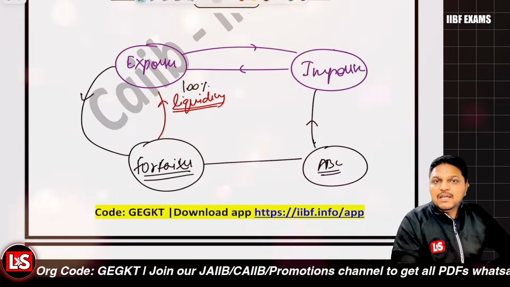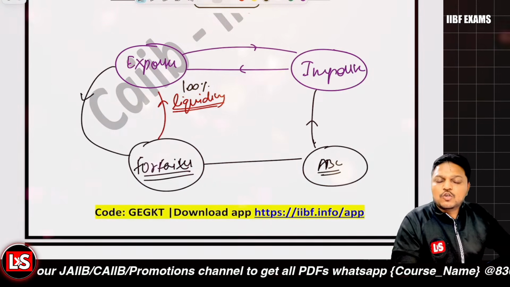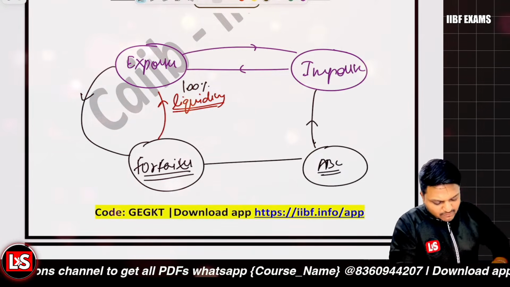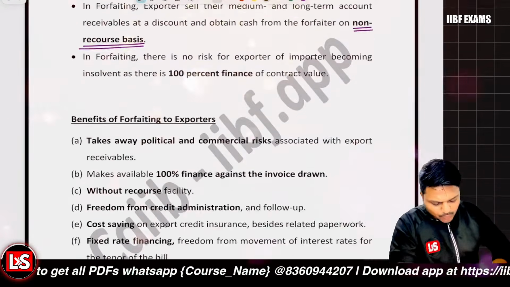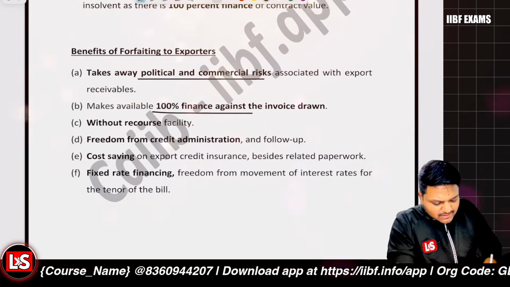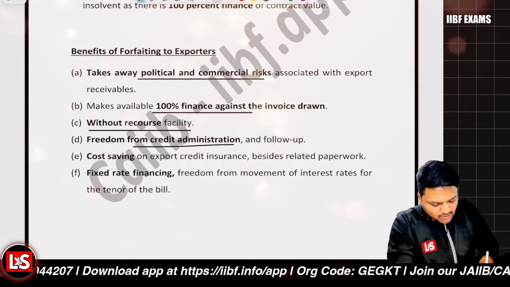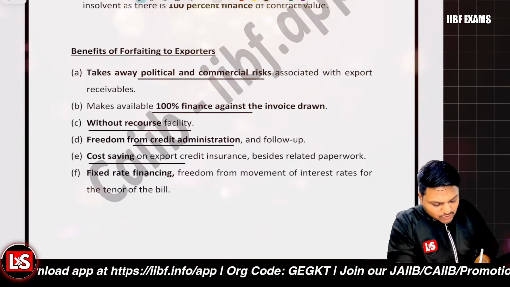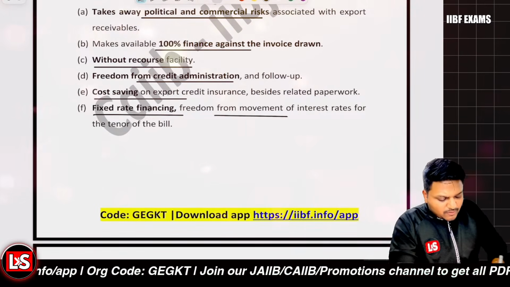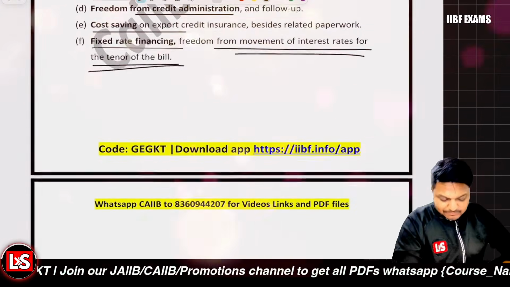Further, if there is any political risk, country risk or currency risk, that does not have to be managed by the exporter now. So these are the benefits available under the forfeiting to the exporter. It takes away the political and commercial risks, 100% finance is available, and it is generally on a without recourse basis. There is freedom from credit administration, and it is cost saving compared to export credit insurance. Further, fixed rate financing is there, so freedom from the movement of interest rates and the tenor of the bill. So definitely it is very much beneficial.